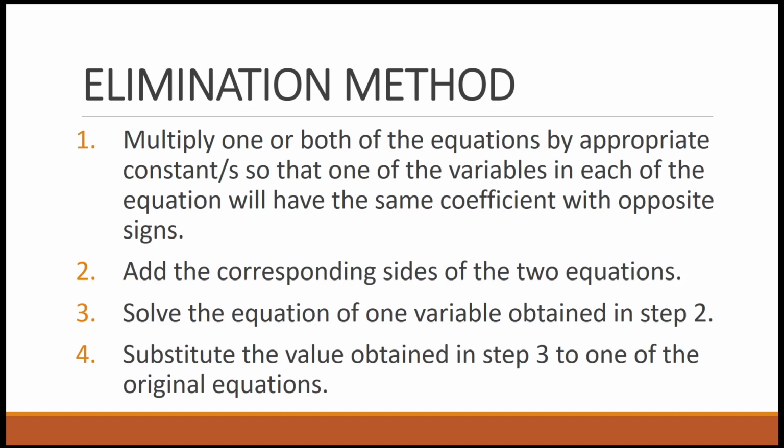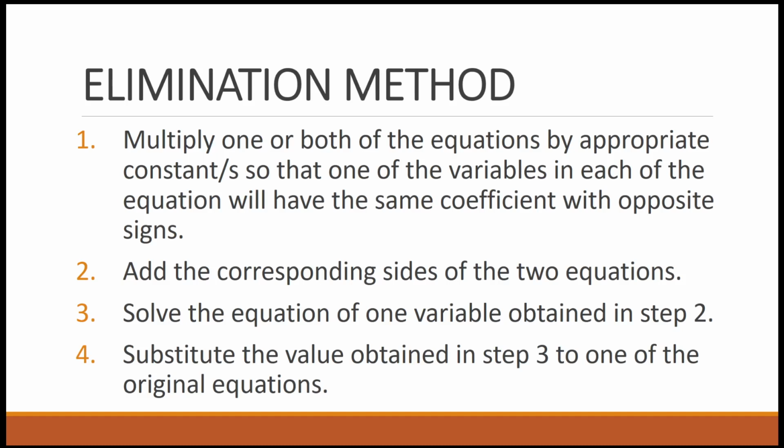Sa elimination method is, ang gagawin lang natin, step 1, multiply one or both of the equations by appropriate constant or constants so that one of the variables in each of the equation will have the same coefficient with opposite signs. Okay, so going back, these are the steps for the elimination method. Una, mag-iisip ka ng i-multiply in one or both equations kung pwede ng appropriate constant. So, ibig sabihin nun, number.